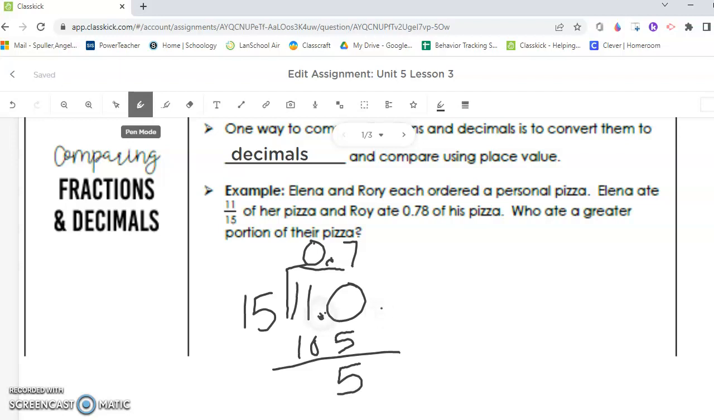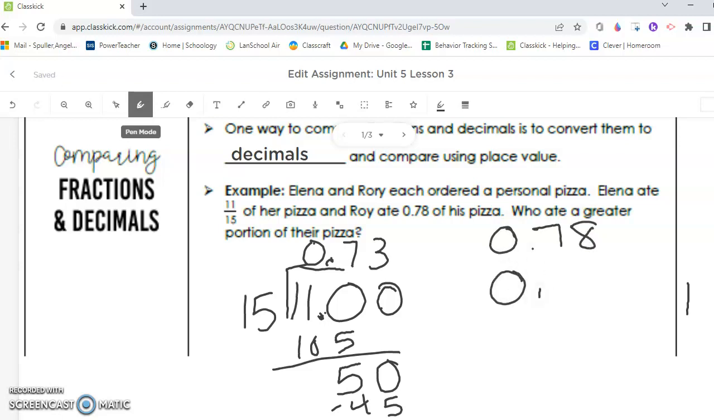And my decimal's here. Bring down another 0. And that's 3. That's going to give me 45. And it's going to keep going. But I can already see that Roy ate this. Elena ate this. Now, I'm not done getting into a decimal, but I can already see by the hundreds place that Roy ate the greater amount.